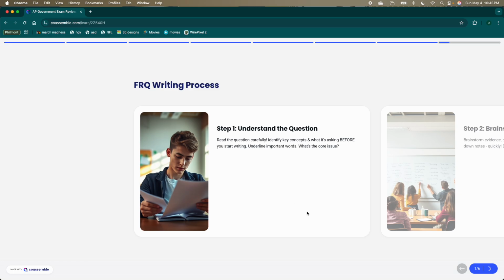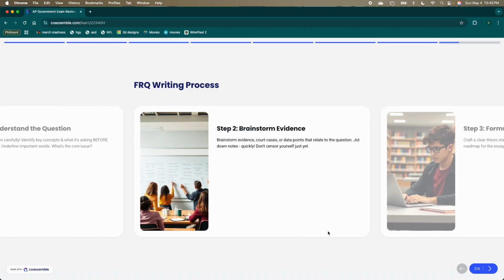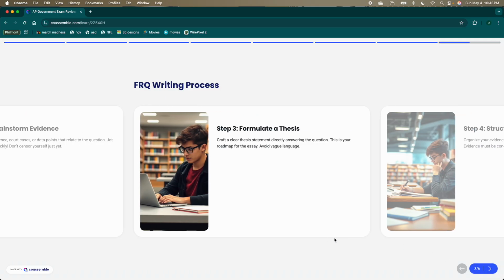And finally, just a quick FRQ writing process. This is just a good 6-step process to master these FRQs. So first, you want to identify any key concepts in the question, any buzzwords that might stick out at you that you heard throughout the year. Next, brainstorming evidence is very important because you're going to want to cite specific court cases, concepts, documents, or data points if it's a quantitative analysis one. Next up, formulate a thesis. Now, generally, you'll only need this on the argument essay. However, it could be useful for other ones just to take a stand and know how you want to argue.